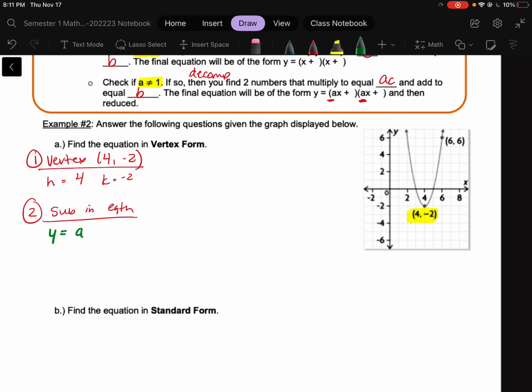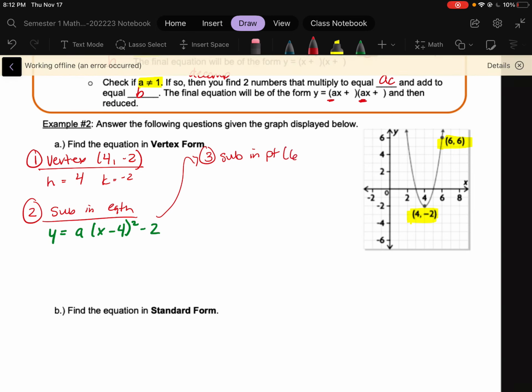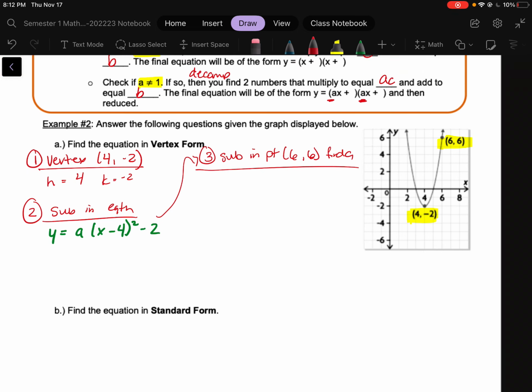So subbing it in, our y equals a, x minus 4 to the power 2 minus 2. We do not know our a right now, but we will find it. Step 3 is going to be sub in any point, and the point that is given here is (6, 6), so we're going to sub that point in to find a. So we have 6 equals a, 6 minus 4, power 2 minus 2.